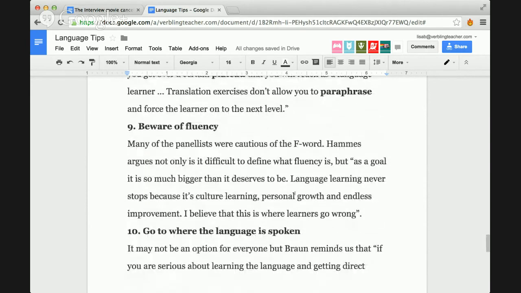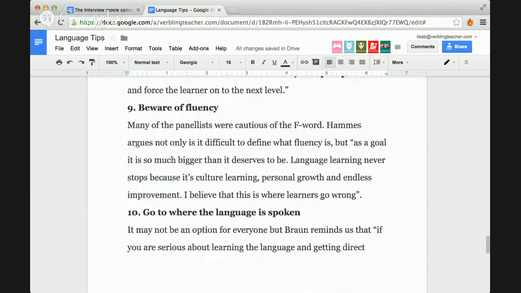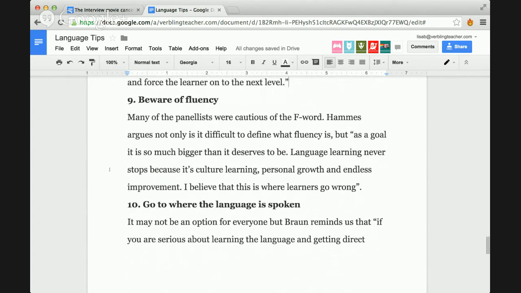Number 9, beware of fluency. Many of the panelists were cautious of the F word. Hams argues not only is it difficult to define what fluency is, but as a goal, it is so much bigger than it deserves to be. Language learning never stops because it's culture learning, personal growth, and endless improvement. I believe that this is where learners go wrong.